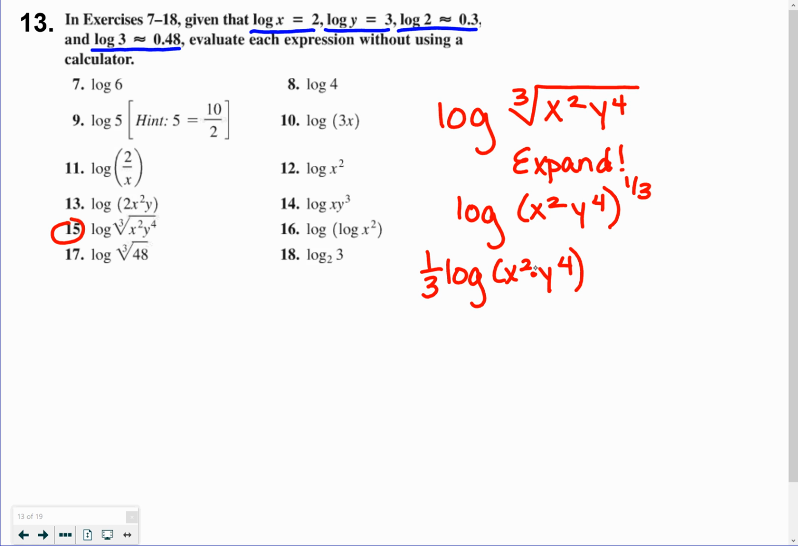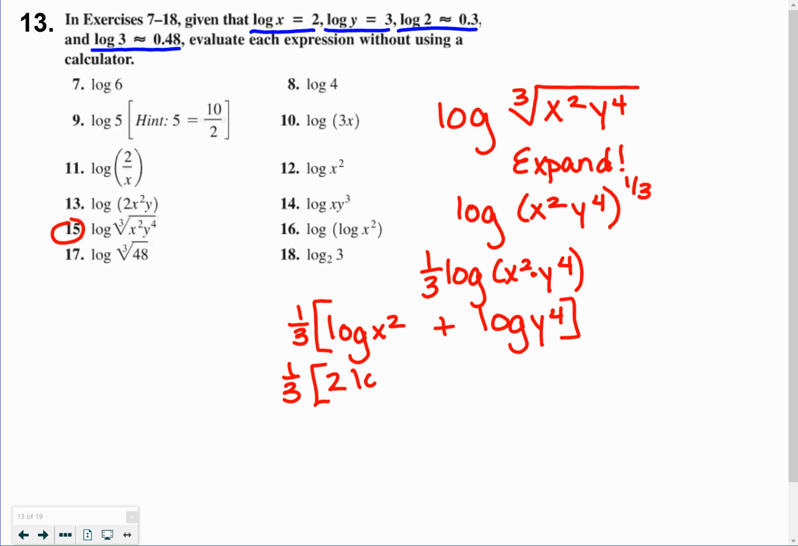Okay, multiplication is going to turn into what? Addition. And don't forget that 1/3 is going to apply to everything, so I'm going to add a bracket here. It's going to be log of x squared plus log of y to the 4th. Am I expanded completely now? Yes or no? No? What can you still do? Exponents down in front of their respective log. So it's going to be 2 log x plus 4 log y.